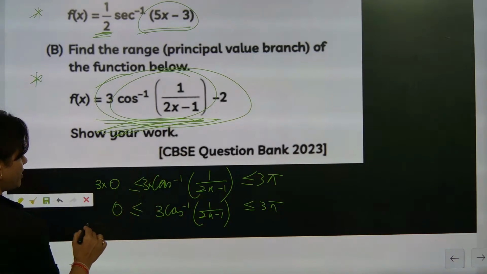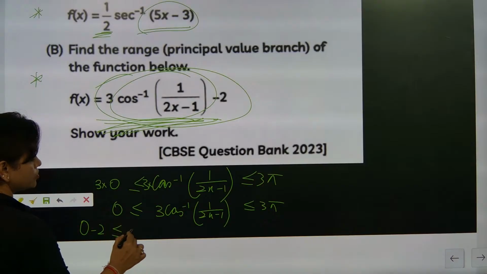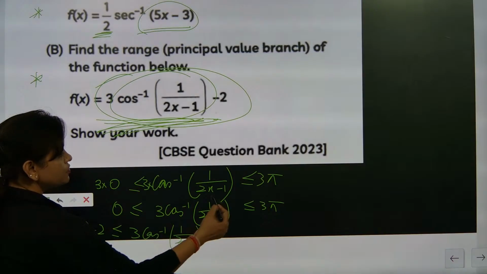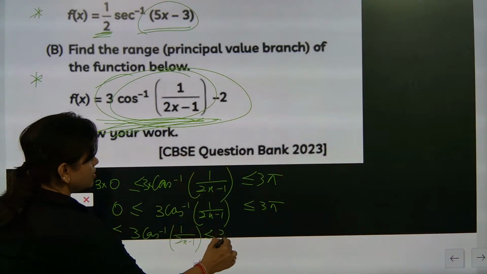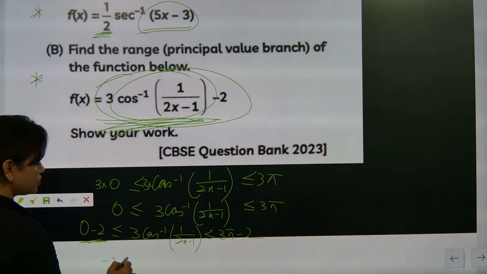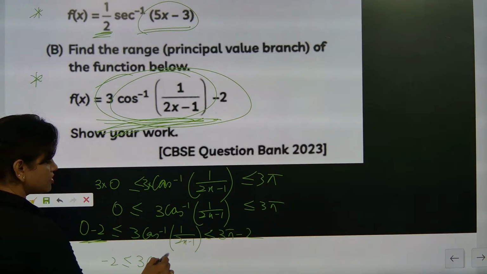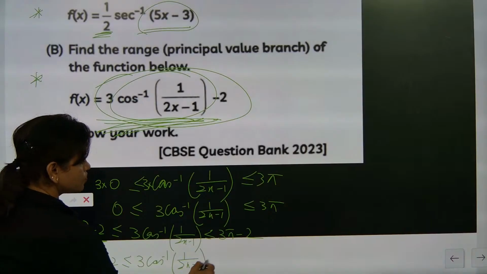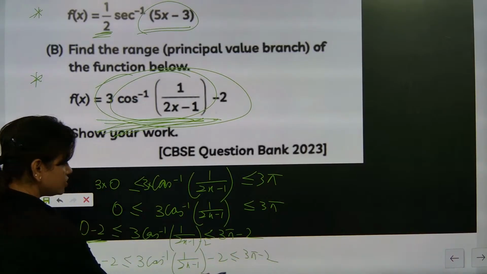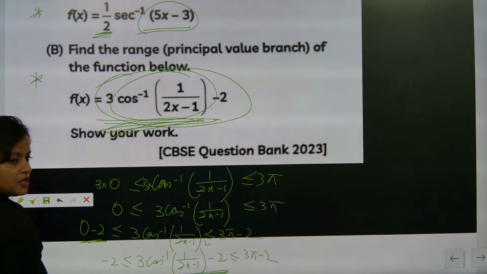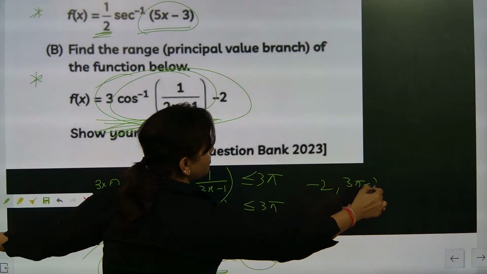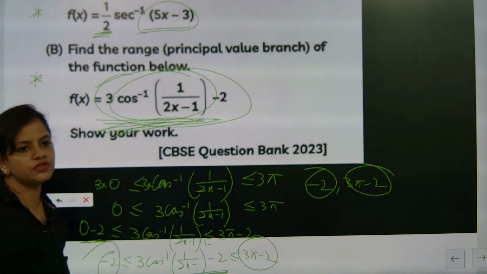Now we have to subtract 2. Sorry, subtract minus 2. So 3 cos inverse of 1 by 2x minus 1. I changed it because 3 pi plus 2 was coming. So here 3 pi minus 2. So now this is coming as 3 cos inverse of 1 by 2x minus 1 minus 2, and 3 pi minus 2. So this is the total function f of x only. So your range is coming between minus 2 and 3 pi minus 2. Now it is satisfying our situation.